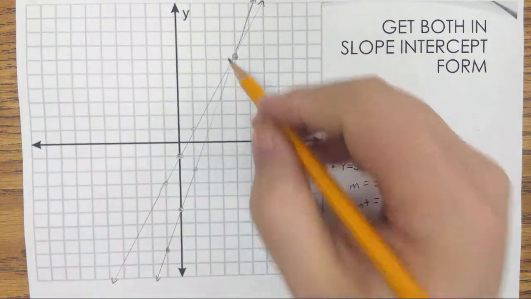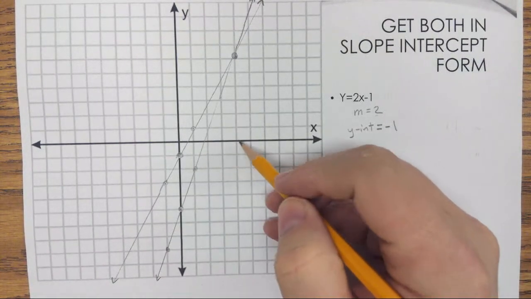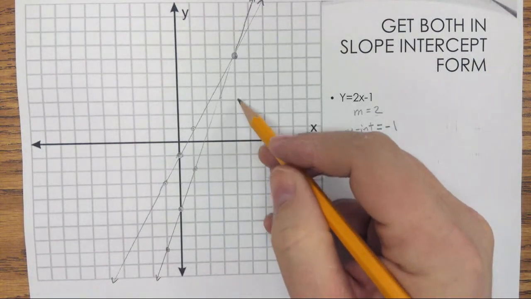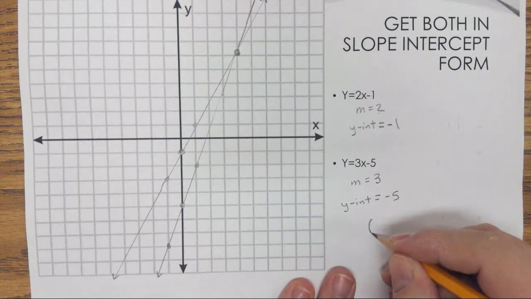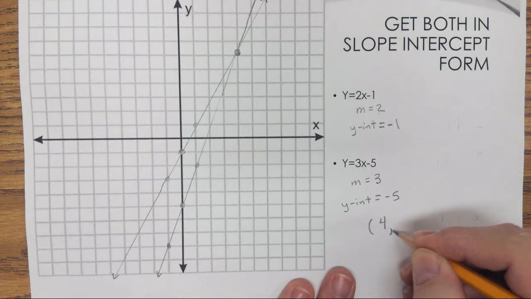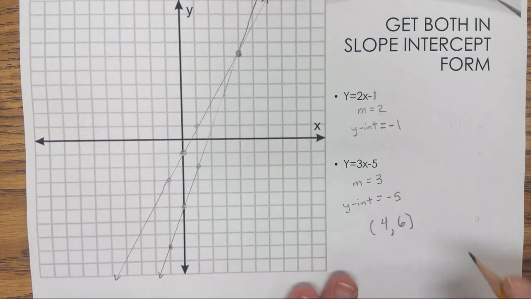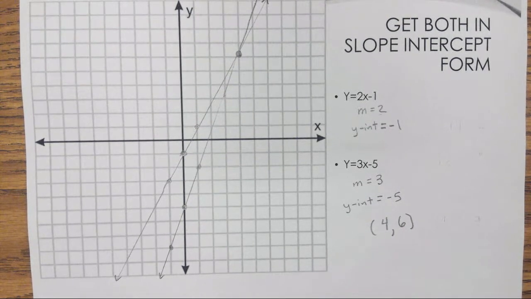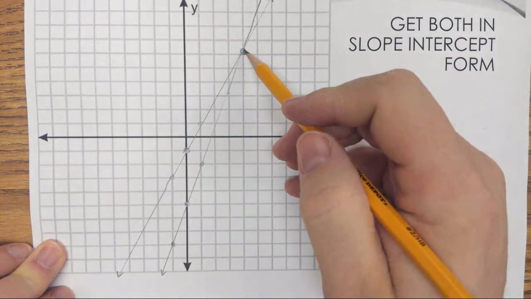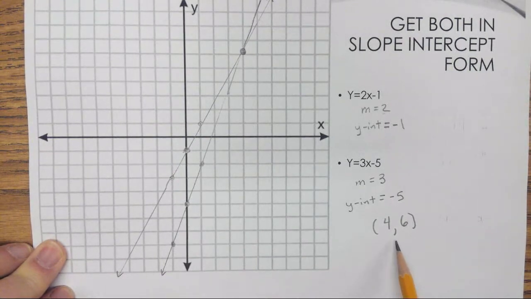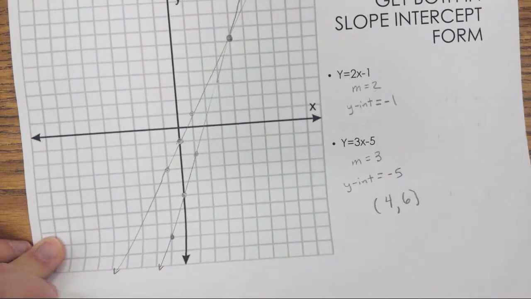And that point is 1, 2, 3, 4. 1, 2, 3, 4, 5, 6. So my solution to this is going to be the point (4, 6). Okay? So as easy as that. So graph your lines, find the point of intersection, and that point of intersection is going to be your solution to your system.